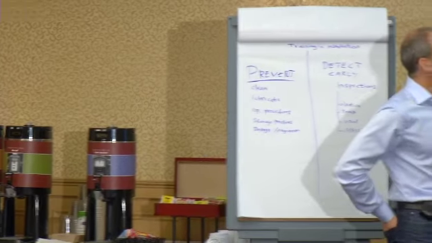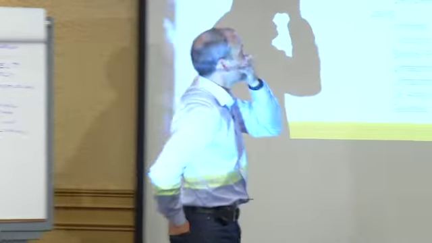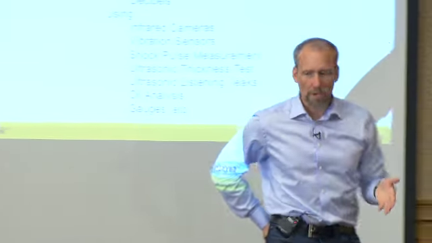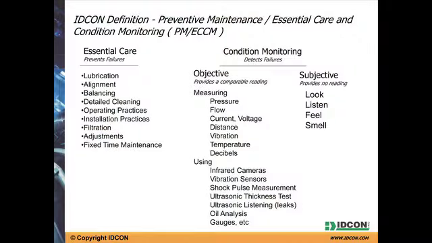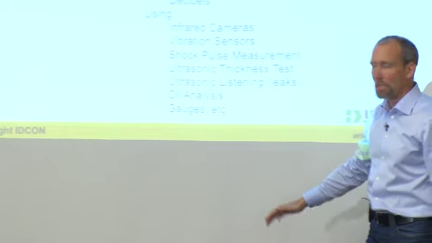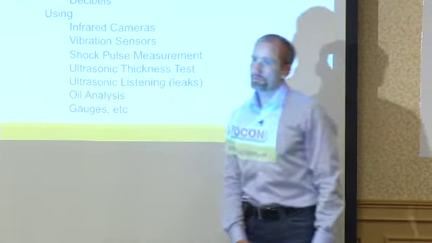Then your condition monitoring. This is where we may think a little bit differently. Well, I think we think the same way, but we may not divide it up the same way. Subjective is look, listen, feel, smell. We don't have taste there, notice. Objective is then we measure something. We measure a pressure, a flow, a current, voltage, distance, vibration, temperature, decibels, whatever it may be. The list goes on with some type of tool.